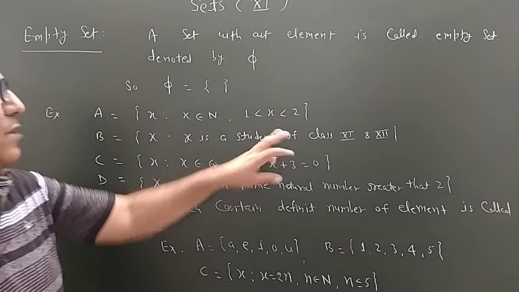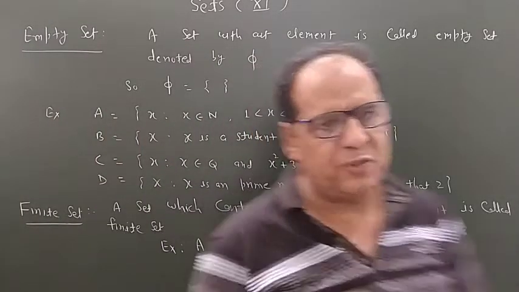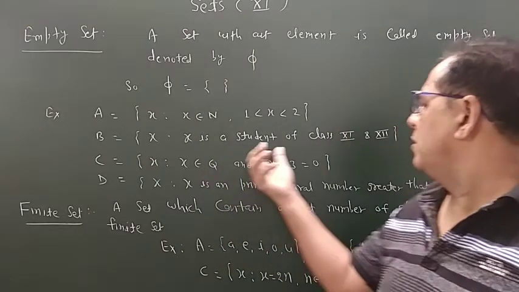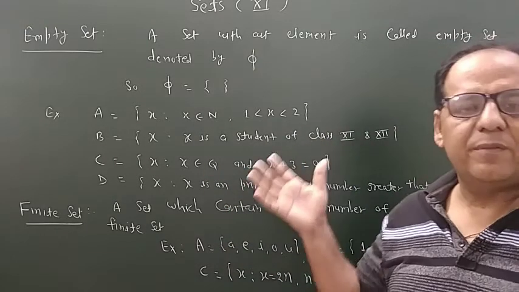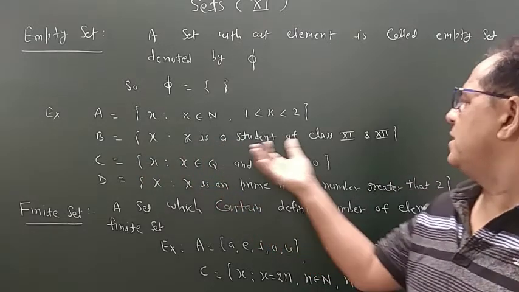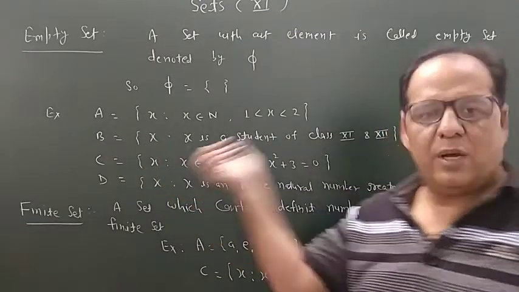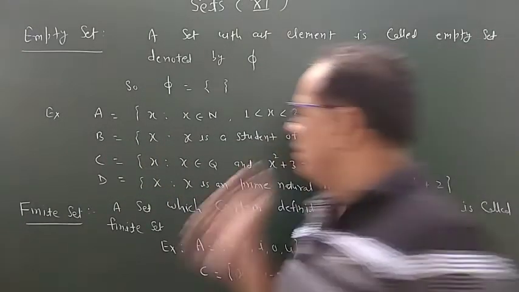Next, B equal to x, x is a student of class 11th and 12th. Due to our education policy, no student would be an element of two classes. So x being a student of class 11th and 12th is not possible. So this is also an empty set.